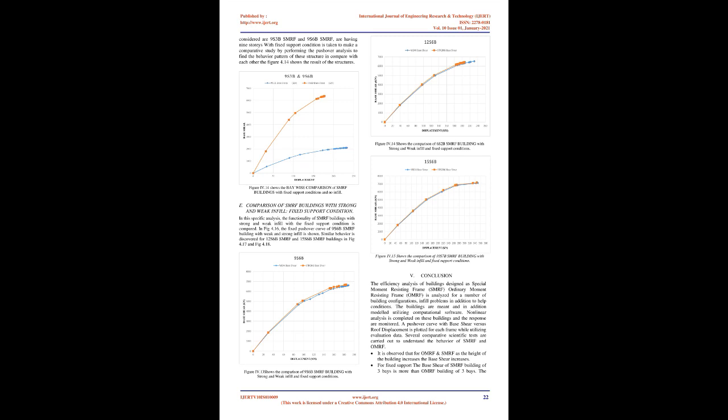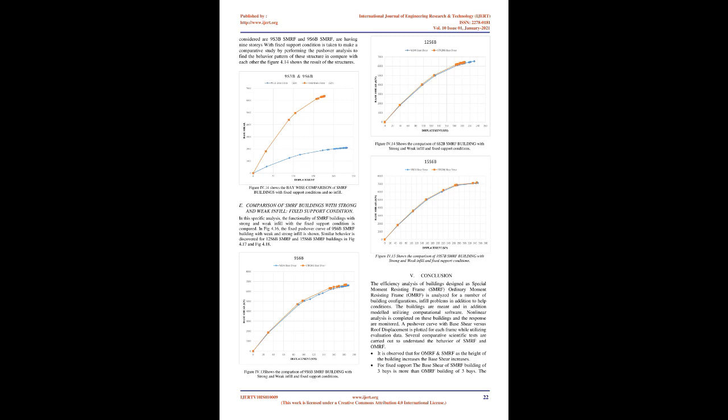Conclusion. The efficiency of buildings designed as special moment resisting frame, SMRF, and ordinary moment resisting frame, OMRF, is analyzed for a number of building configurations, infill conditions in addition to support conditions. The buildings are designed and modeled utilizing computational software. Nonlinear analysis is completed on these buildings and the responses are monitored. A pushover curve with base shear versus roof displacement is plotted for each frame using analysis data. Several comparative studies are carried out to understand the behavior of SMRF and OMRF.